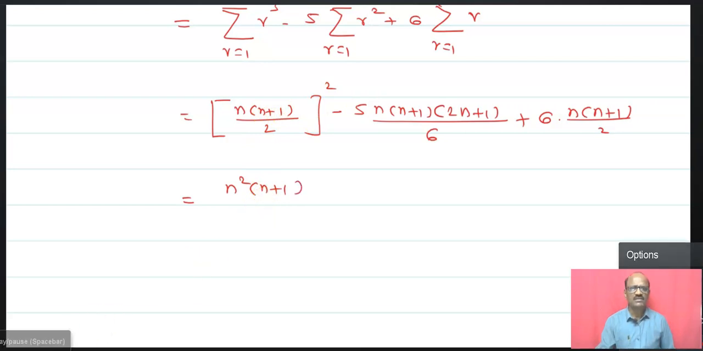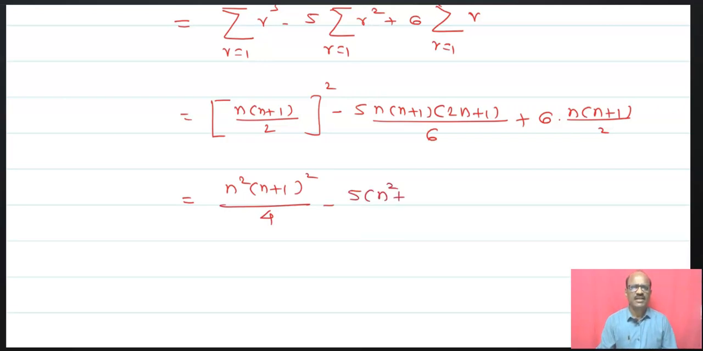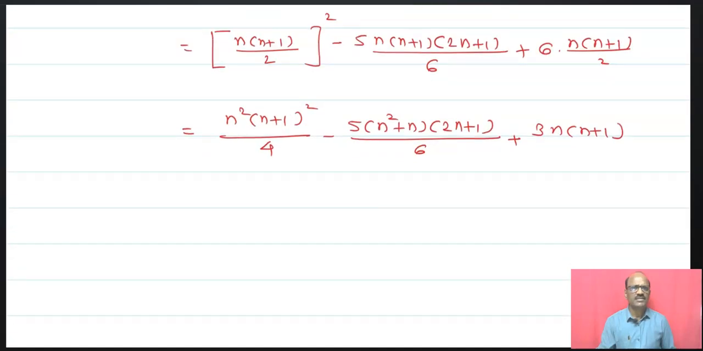Now see this here, minus 5 n in bracket n plus 1 into 2n plus 1 upon 6. Now here we are multiplying n into n plus 1 in the bracket. Next, this n into n is the n square, into 2n plus 1 as it is, and next here this 6 upon 2 becomes 3. Now we will take the common terms from all the three terms.